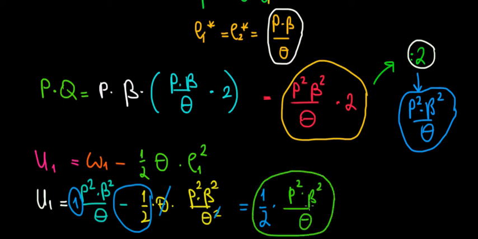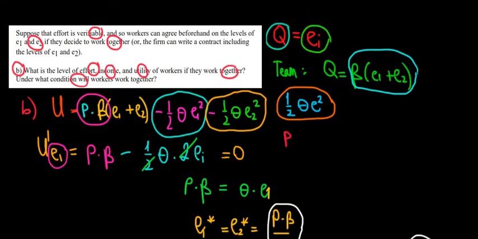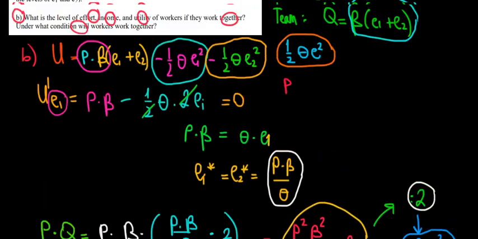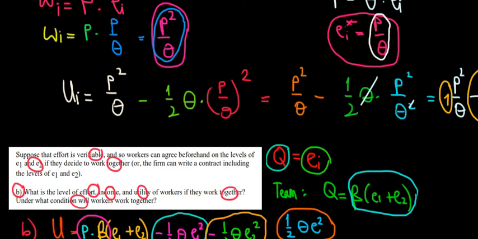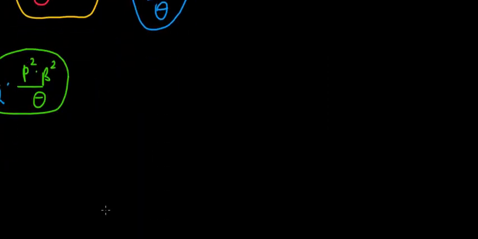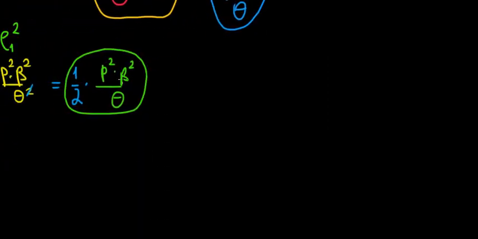Let's compare this utility function with the previous one because we will see something different. The utility in the previous video, when they were working by themselves, where was it? Over here, yes. So the utility in the previous part was just 1 over 2 p squared over theta. Now the utility is 1 over 2 p squared times beta squared over theta. So what changed is the beta. What's different is the beta squared coefficient, right? The utility function increased again due to this synergistic effect of working as a team.